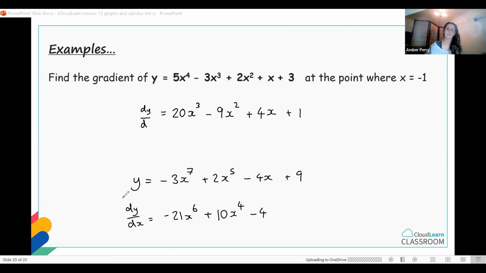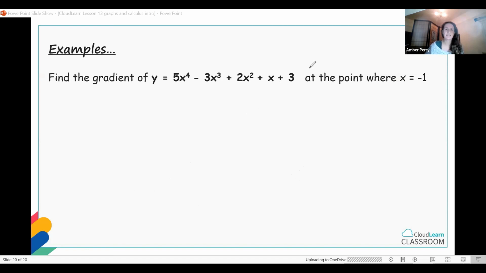Okay. So that's that. And then we've got 5 minutes left. So I will quickly go through these examples. So quite often we're asked to find the gradient of a function at the point where x is something in particular. That just means find the gradient function and then substitute that value of x into it. So to do that, we need to differentiate again, which I did, but we'll do it again. So it's going to be 5 times 4, which is 20, x cubed minus 9x squared plus 4x plus 1.